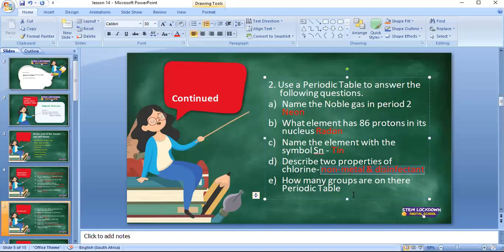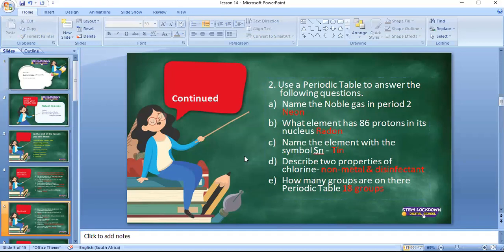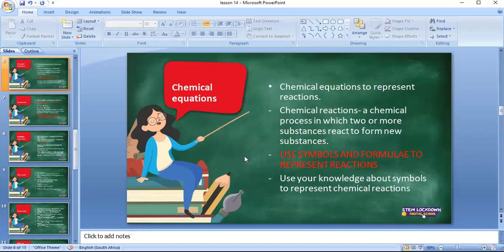How many groups are there on the periodic table? 18 groups. We've got 18 groups. How many periods? 7. Thank you. So we've got 18 groups. Thank you so much, Unkabetsi. Let us look at the chemical equation.